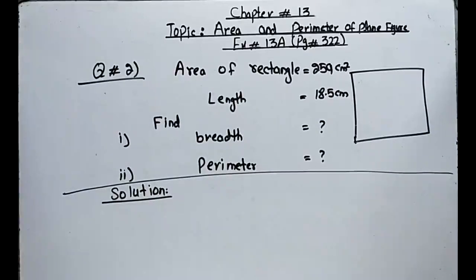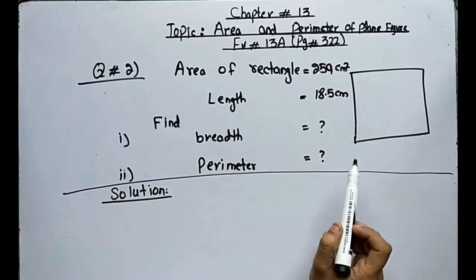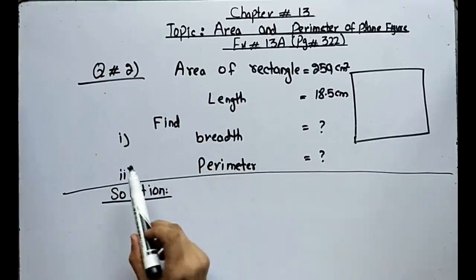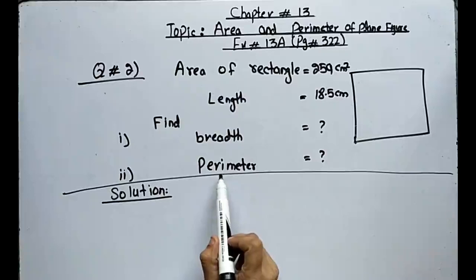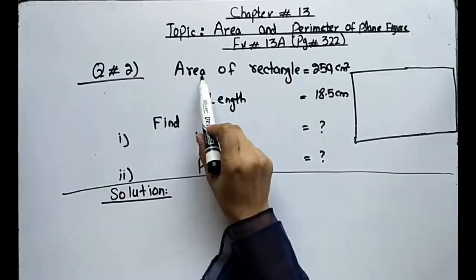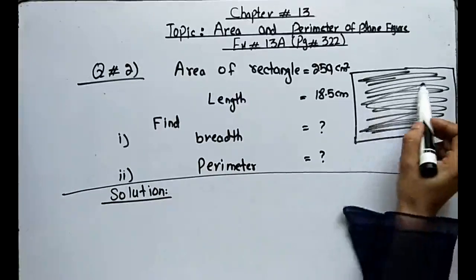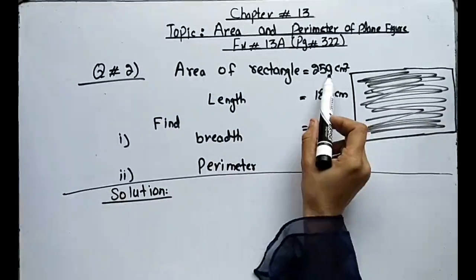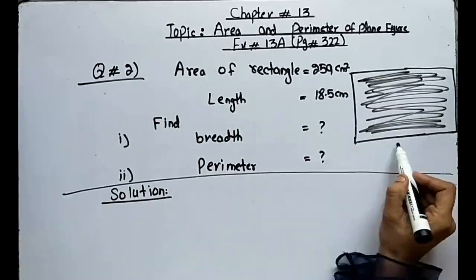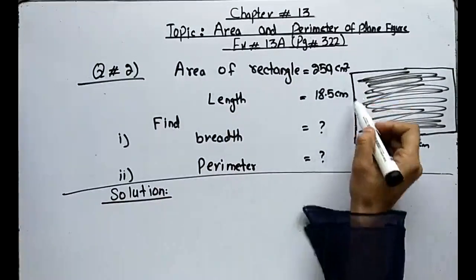Question number 2: the area of a rectangle is 259 centimeter square and the length of the rectangle is 18.5 centimeter, given. Then in the first part they are asking to find the breadth, and in the second part to find the perimeter. Now, area means the space inside the figure. This shaded part is called the area, and the area given is 259 centimeter square and length 18.5 centimeter. So you can say that 18.5 centimeter is the length. Then find out the breadth. They are asking about the breadth.